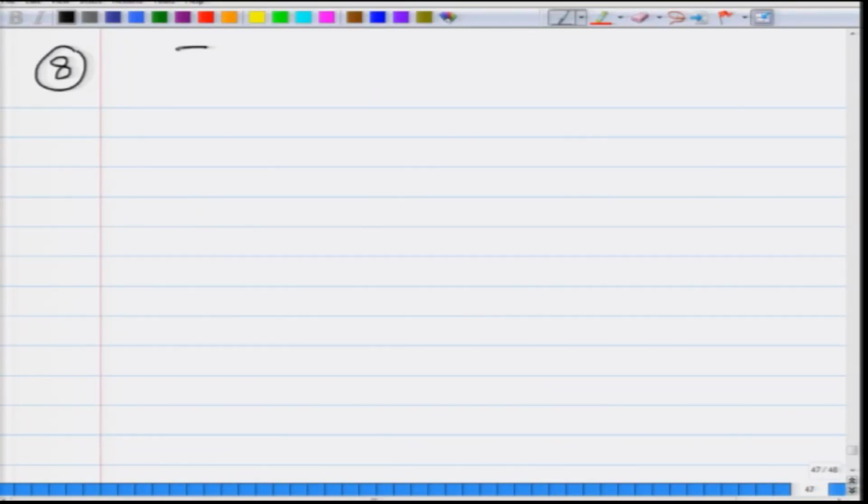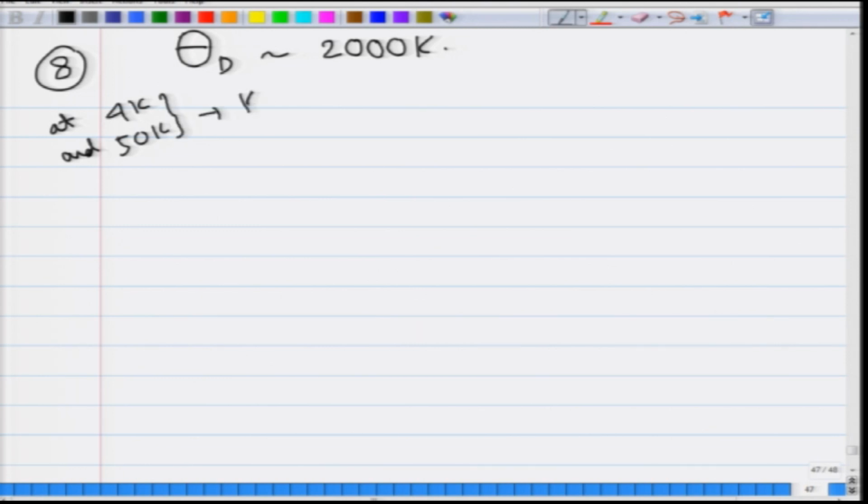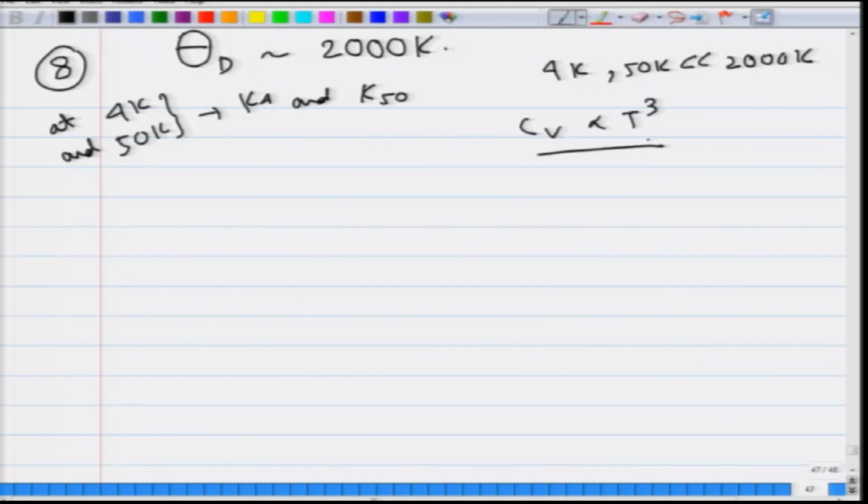The Debye temperature of diamond, theta D for diamond, is 2000 Kelvin. At 4 K and 50 K, the thermal conductivity is given as K4 and K50. You see here that 4 K and 50 K are very much less than the Debye temperature. So we see that there will be no Umklapp process, and all the scattering will be determined by the defects and the sample boundary. So there will be no T dependence of the mean free path of the material. It will just be the normal process, and Cv is simply proportional to T cube.